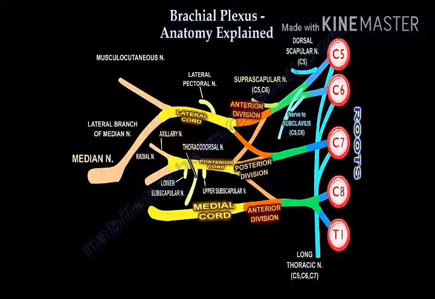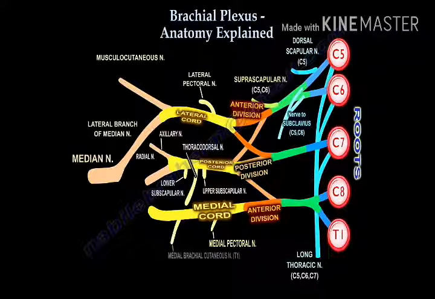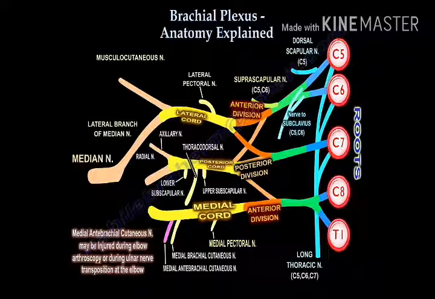So if we have a lateral pectoral branch from the lateral chord, we have a medial pectoral branch from the medial chord. So that is the first branch for the medial chord, the medial pectoral, followed by the medial cutaneous nerve of the arm, followed by the medial antebrachial cutaneous nerve. The medial antebrachial cutaneous nerve can be injured during elbow arthroscopy or during work on the ulnar nerve to release the ulnar nerve and transpose it.